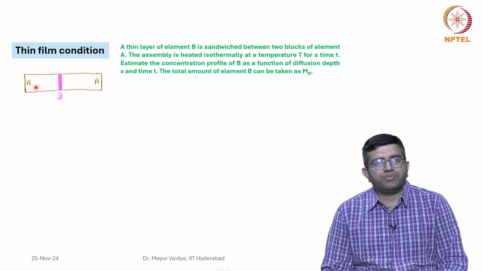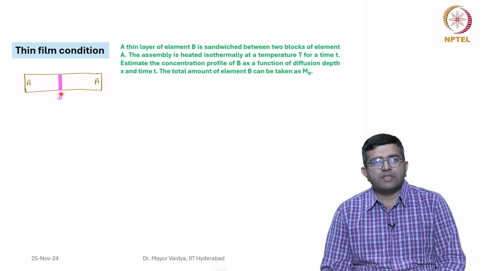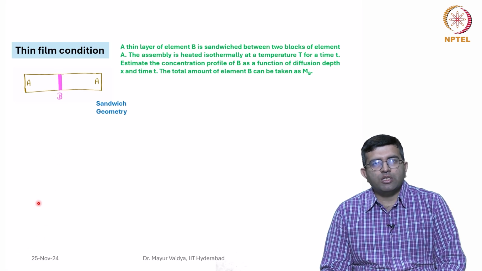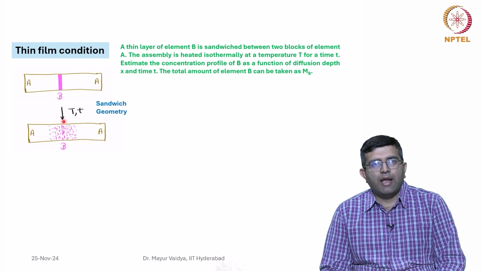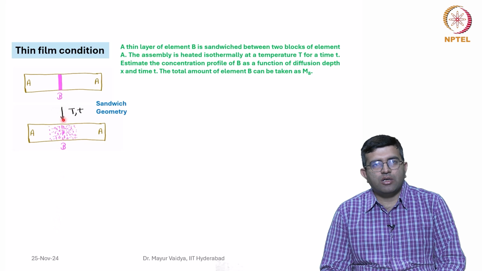So now this is how the situation is. This is a thin layer of B. So this is what is known as a sandwich geometry. Okay. So remember that this is exactly at the center. So the dimension of A on both sides are equal. And so if this is isothermally heated at temperature T and for a time small t, then you will see the diffusion of B happening.